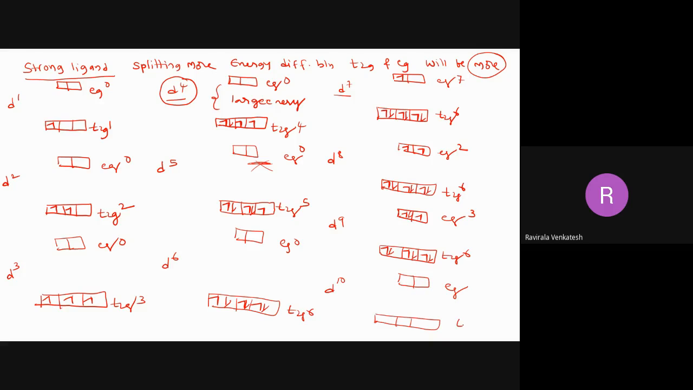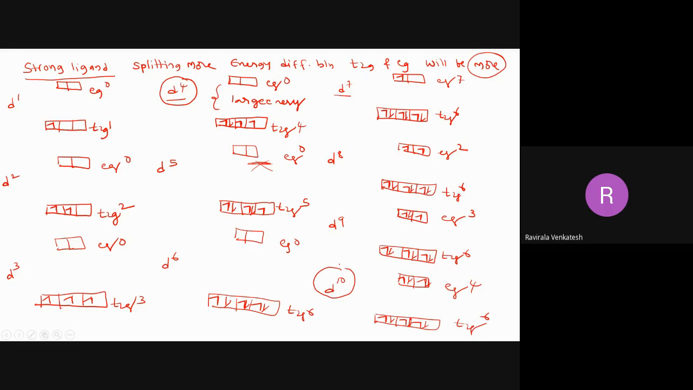This one will be the EG. This one will be the T2G. So to enter 1, 2, 3, 4, 5, 6, 7, 8, 9, and 10 here, in total it will be T2G 6 and EG 4. Now when you observe for strong ligand and weak ligand, D10 will be the same.